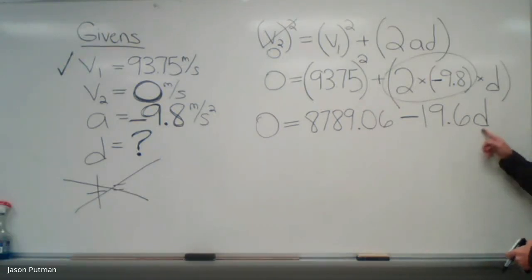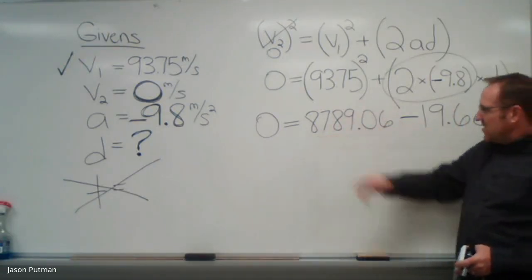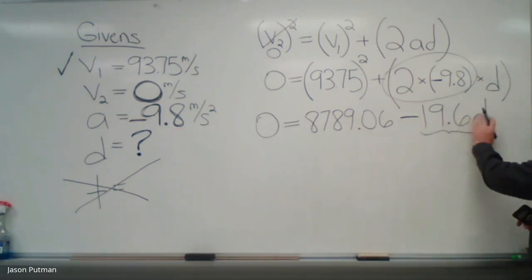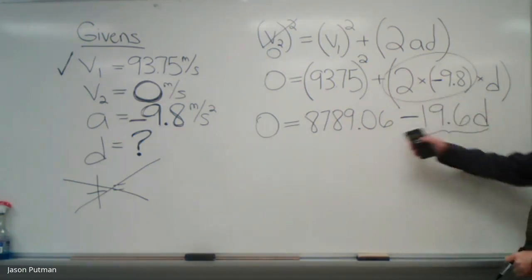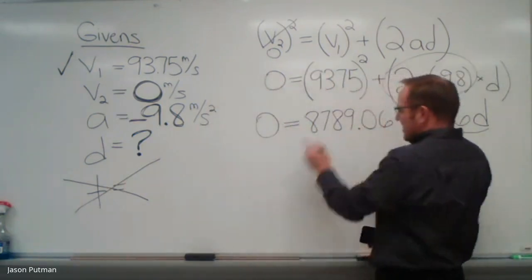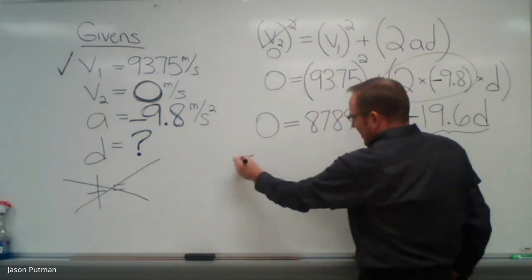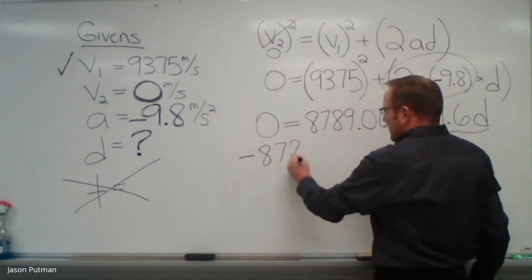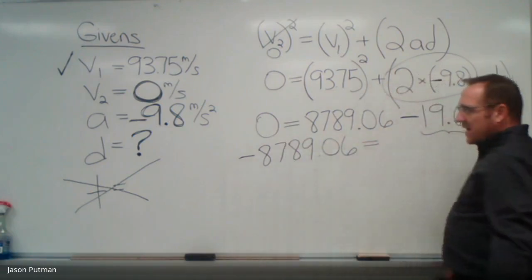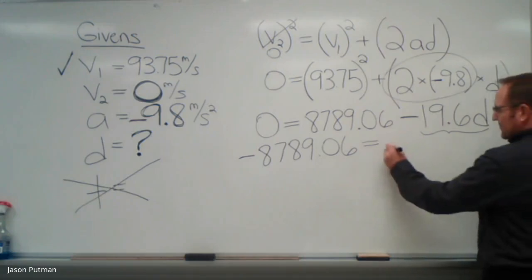Okay, so we have to solve for D. There's a negative sign, there's a 0 on the left. You can't do anything with this. You can't break up 2 things that are multiplied together until you get rid of everything else. So I would have to take this to the other side. The sign on it will change. It'll become negative 8789.06. And you can't have negative answers.